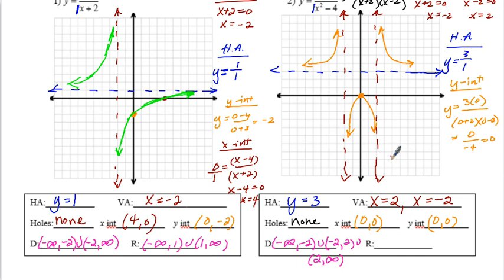Now, the range is a little bit different. It also takes 2 breaks, but take a look at this. It lives on both sides. It takes a break at 0, but it doesn't pick right back up on the other side of this break. It actually takes a pretty big break and picks back up on the other side of this asymptote.